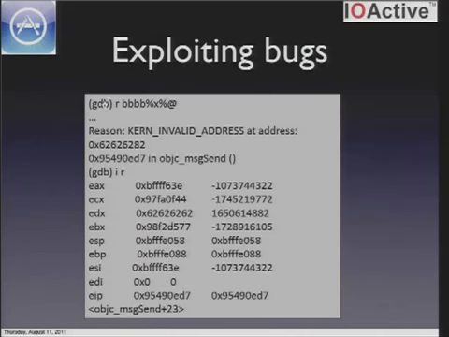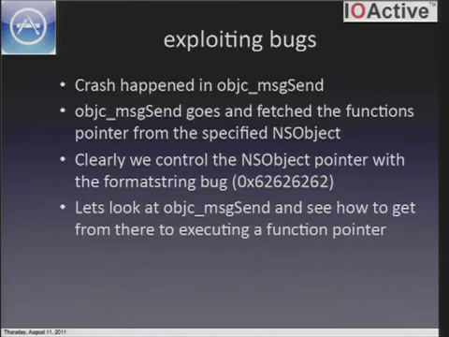So if you run that in GDB, with the first 4 bytes being B, B, B, B, and then %x to pop data from the stack, and then %@, it crashes. What you see is it crashes on the address 0x62626282, which is pretty close to B, B, B, B. So clearly it popped this pointer from the stack, and it's trying to reference it, and it's dying right there. And it's dying in this function called objc_msgSend+23. So clearly it died there. It's trying to use an NS object pointer popped from the stack. So let's see what objc_msgSend does, how it handles this data, and how we can get code execution from there.